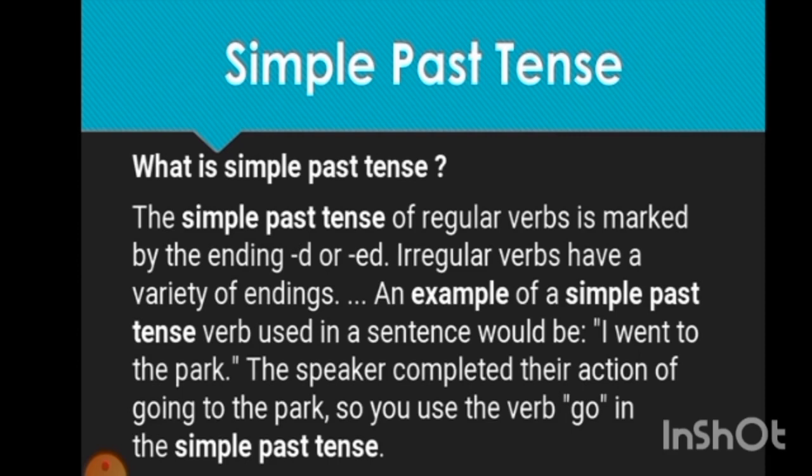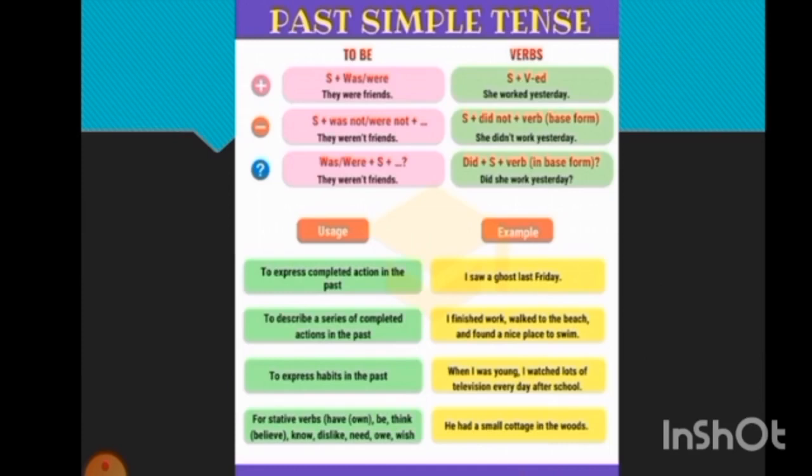Irregular verbs have a variety of endings. An example of a simple past tense verb used in a sentence would be: I went to the park. The speaker completed the action of going to the park, so you use the verb go in the simple past tense. Here again, the positive or affirmative, negative and interrogative formulas are in front of you on your screens.